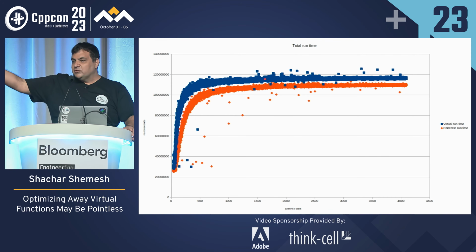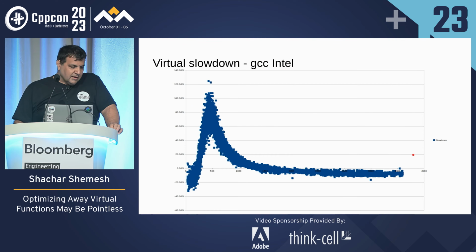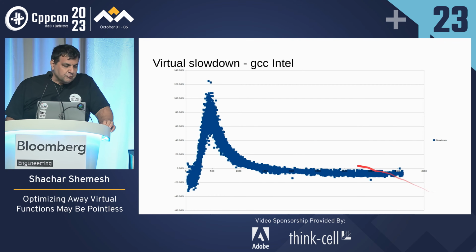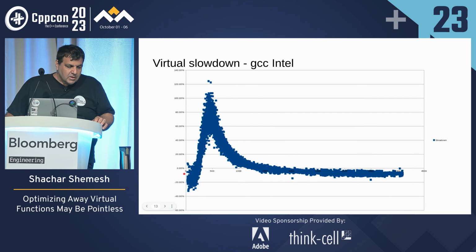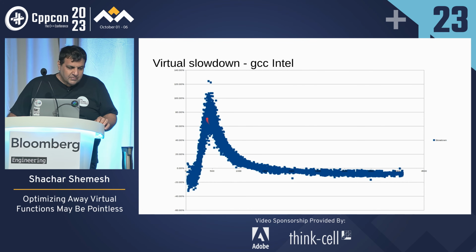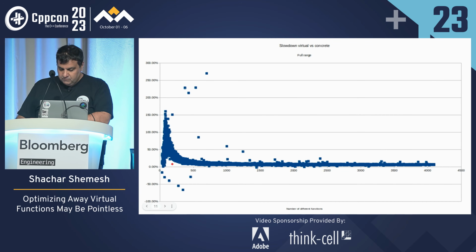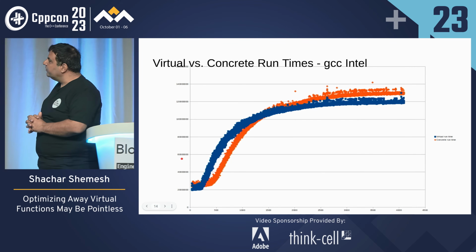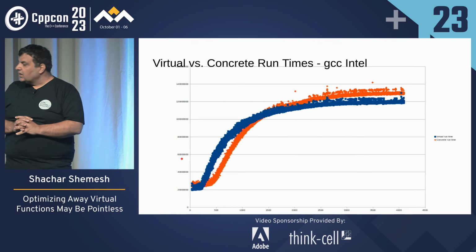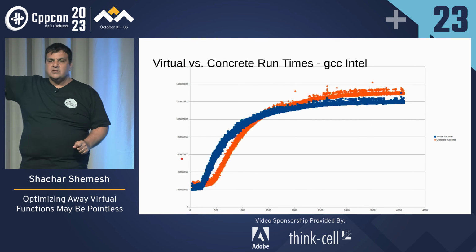But wait, I have another computer. That was on my desktop. What happens on my laptop? This is the graph. It superficially looks the same, except what you'll notice is that the numbers start negative, and the peak is much later. It's 500, whereas before it was at around 150. And this is the actual graph, and we see that virtual function calls are actually faster both when the caches are fully deployed and when the caches are fully depleted.